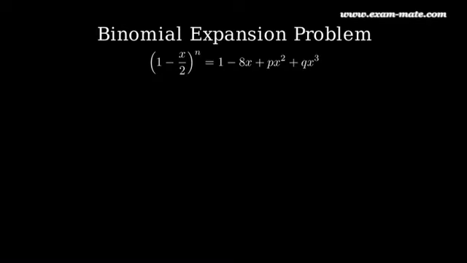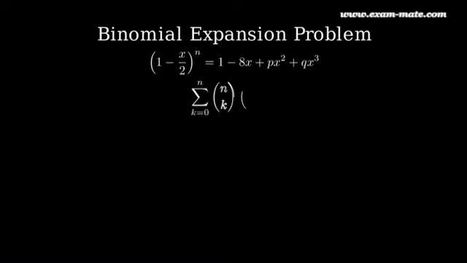Let's solve this binomial expansion problem step by step. First, let's look at part A. We need to find the values of n, p, and q in the expansion of (1 minus x over 2) to the power n, where the first 4 terms are given as 1 minus 8x plus px squared plus qx cubed. Let's use the binomial theorem to expand this.